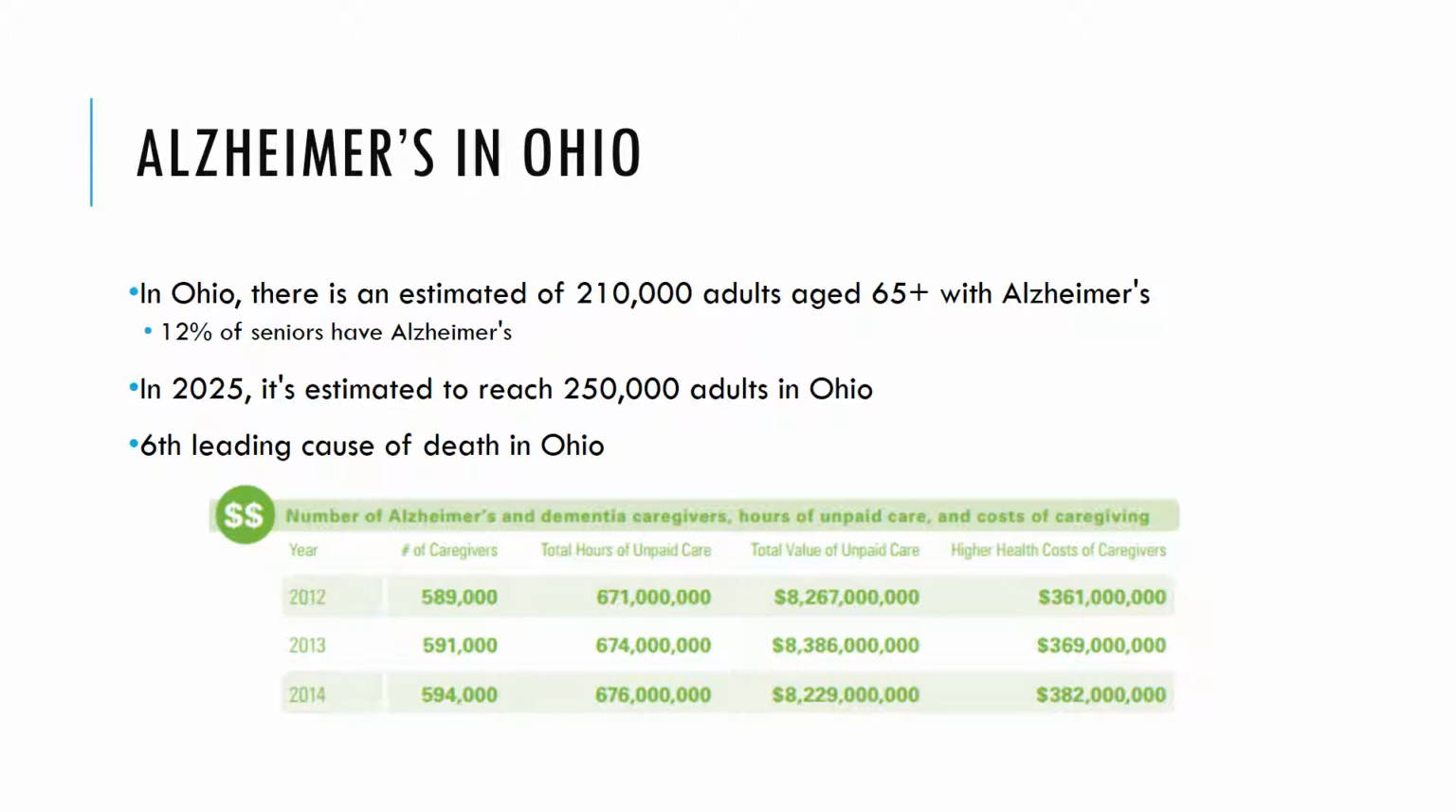Now, let's focus in on Alzheimer's in Ohio. There is an estimated 210,000 adults with Alzheimer's. In 2025, it's estimated to reach nearly 250,000 adults. As you can see in the table, there are millions of unpaid hours that are put into caring for these Alzheimer's patients, which roughly estimates to over $8 billion of unpaid care.